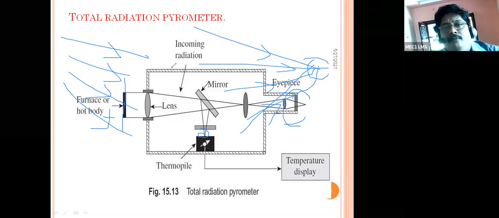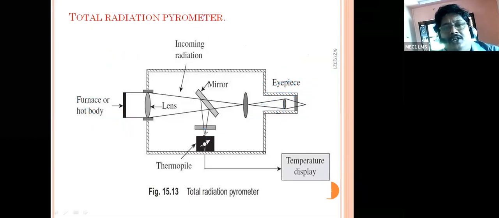So with the help of these arrangements, that means lens and mirror, here we are arranging a mirror, and with the help of the mirror the radiations are reflected and focused. That means almost a high percentage of radiation will converge at one point, and at that particular point we have to arrange a device whose temperature has to be measured. Then the temperature will be displayed, right?